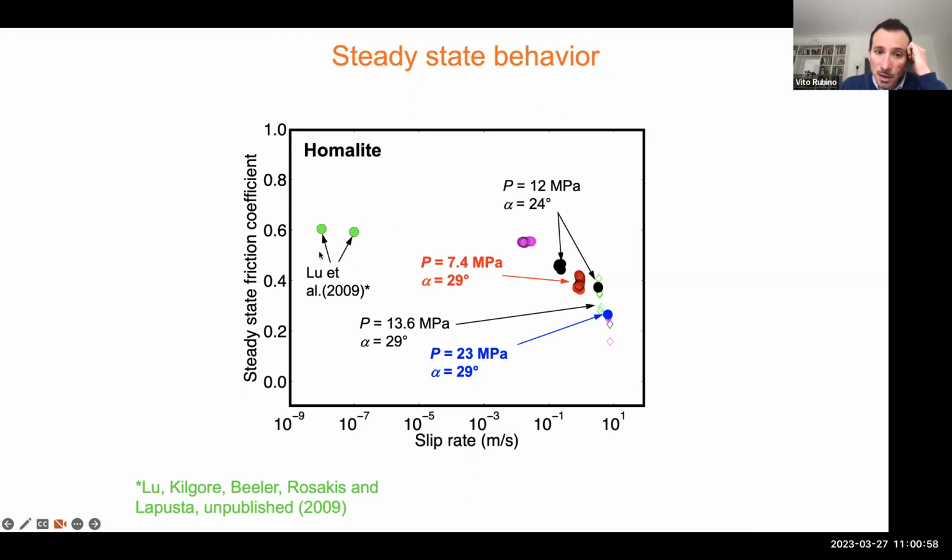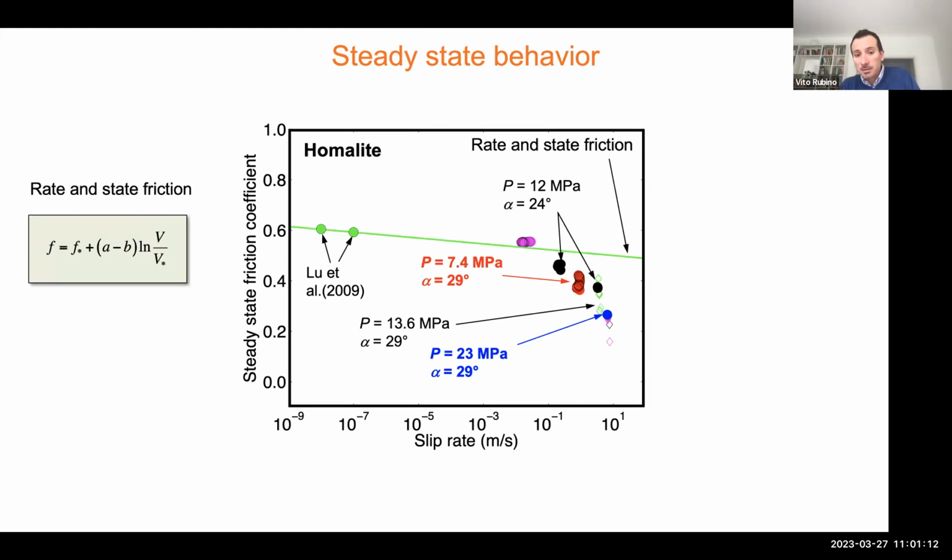and so we can use these low velocity tests in order to get the rate and state properties, and then see whether the rate and state curve can predict our measurements. And it turns out it doesn't, because there is more pronounced weakening than that predicted by rate and state.